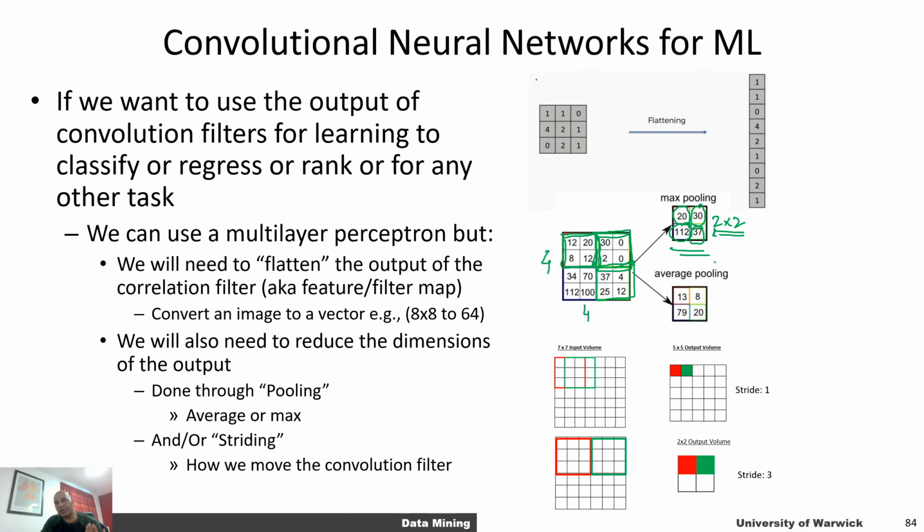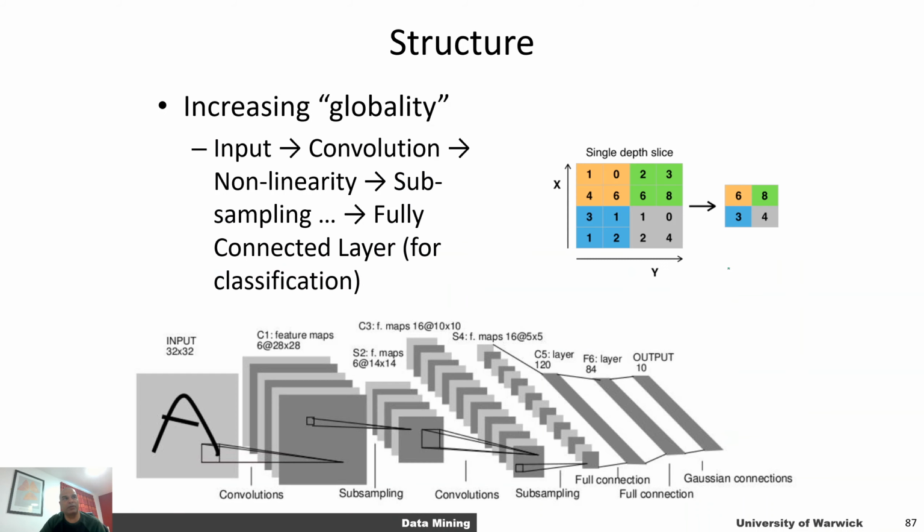I welcome you to think about what would have happened if we had used a stride of 1 in this max pooling bit, or if we had used a different size for the max pooling block.